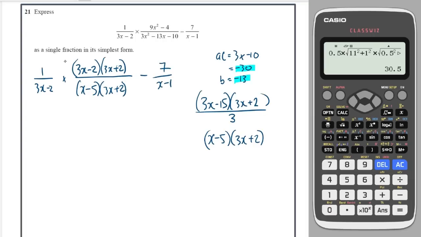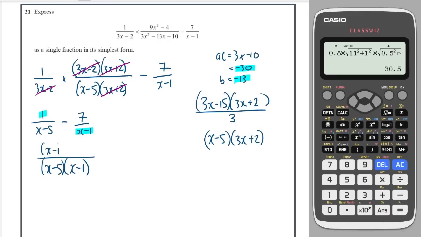Okay, so let's do the multiplication first, because BIDMAS tells us we must do. I can cancel 3x minus 2 and 3x minus 2, because one's on top, one's on bottom. And I can cancel 3x plus 2 and 3x plus 2. That leaves me with 1 over x minus 5 minus 7 over x minus 1. Okay, next I can find a common denominator of x minus 5 times x minus 1. And I can do cross multiplying. So I multiply this by this to get x minus 1, subtract this times this, which gives me 7 lots of x minus 5.